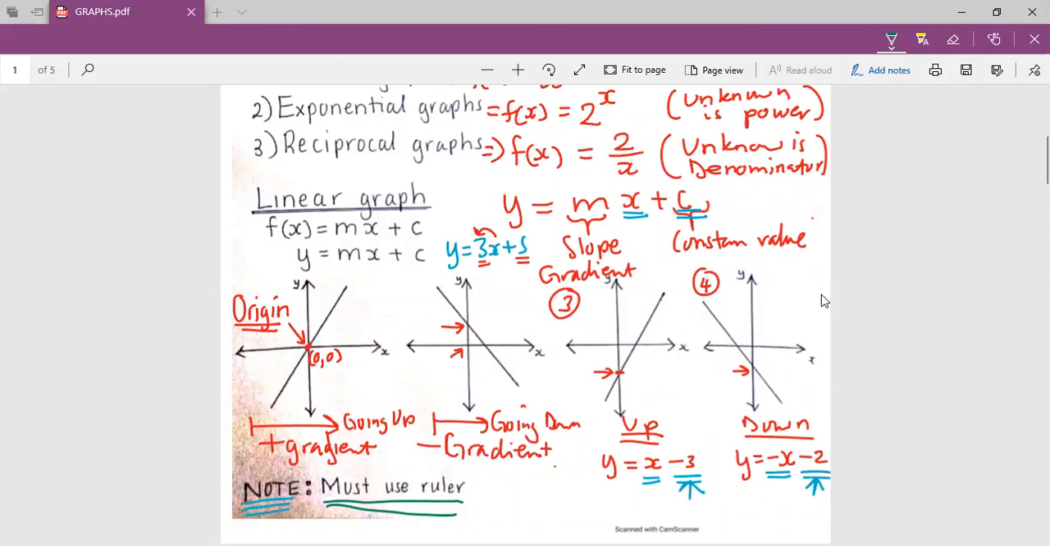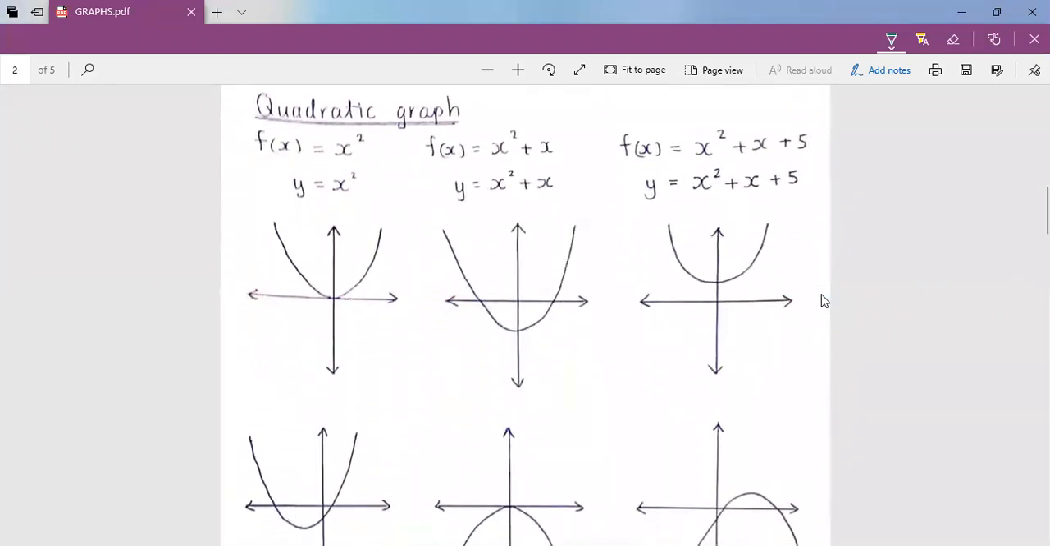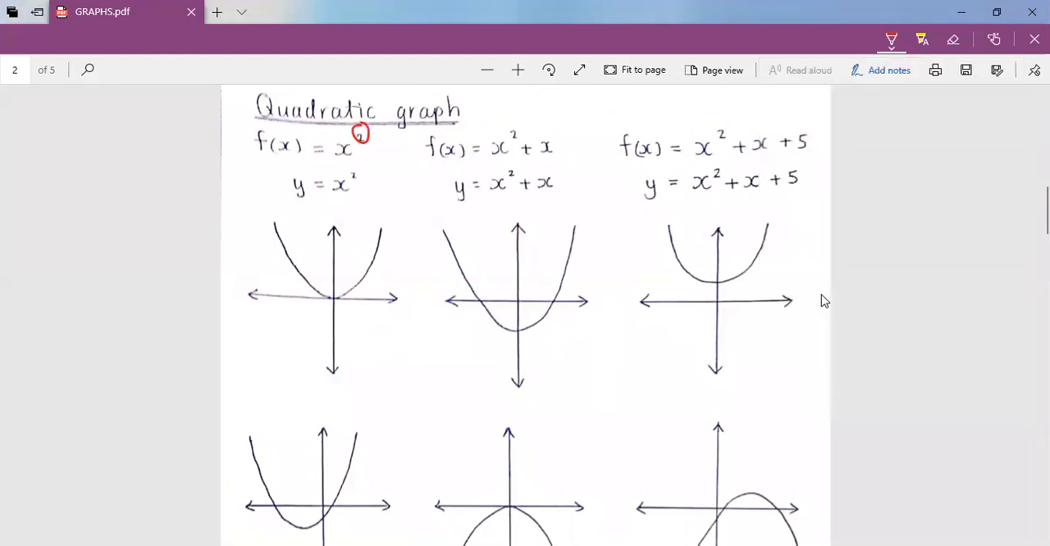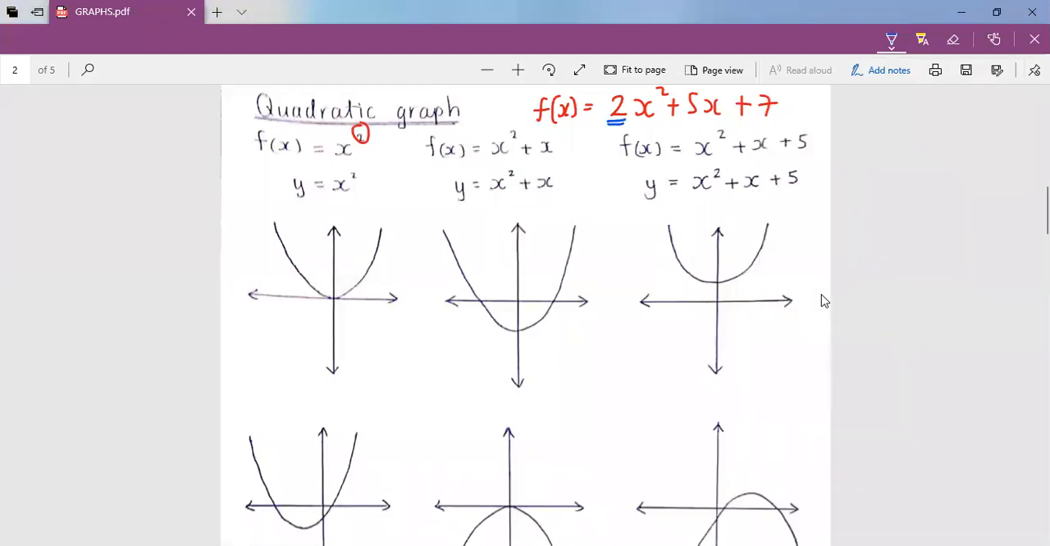Now let's see the nature of the quadratic graph. As we said, for quadratic graphs we have got x square. For all quadratic graphs, we must have x square. So when you mean coefficient, it's like this: if I have 2x square plus 5x and plus maybe 7, it means the coefficient of x square is 2, the coefficient of x is 5, and then the constant value is 7.